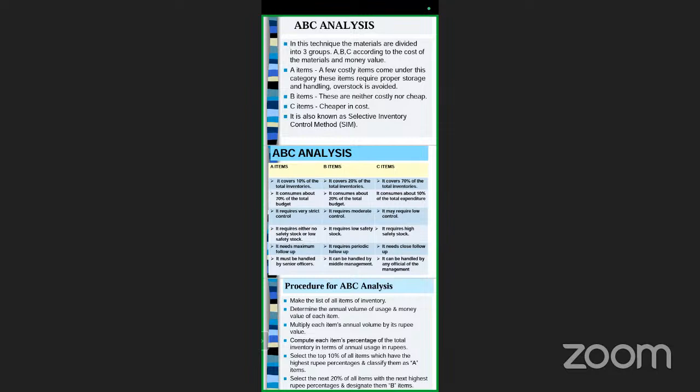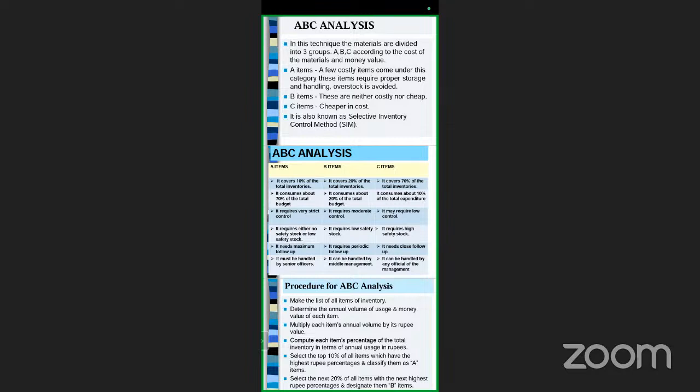Now, B items are 20% of the total inventory. I am taking 100 as an example, so 20% means 20 products only. Now it consumes only 20% of the budget. Already 70% of the budget is given to the 10% costly items. The remaining 20% means 20,000 rupees for this 20% of the inventory.